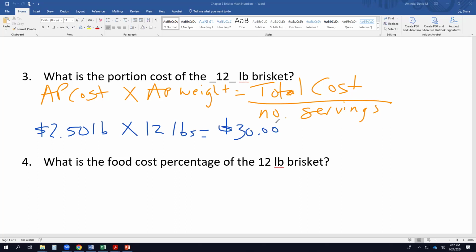That's our total cost. And we're going to keep going with our decimal, 17.6 servings. Okay, 17.6 servings. So my cost per serving is what? $1.70. Okay. That is my cost per serving. Questions, comments, concerns?